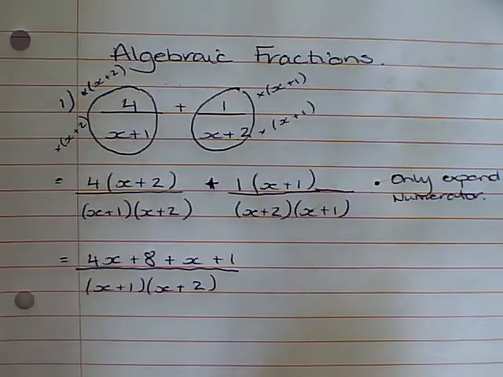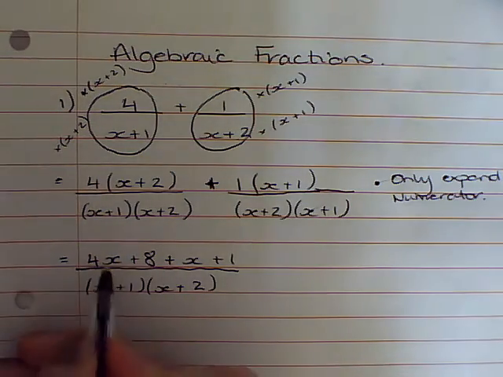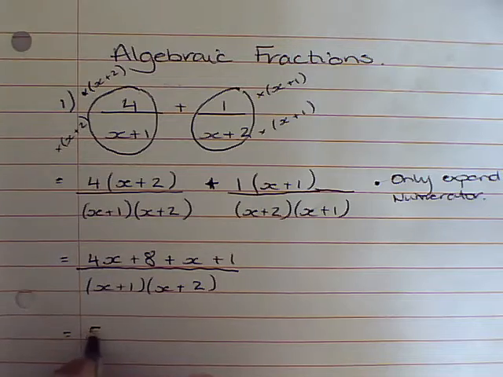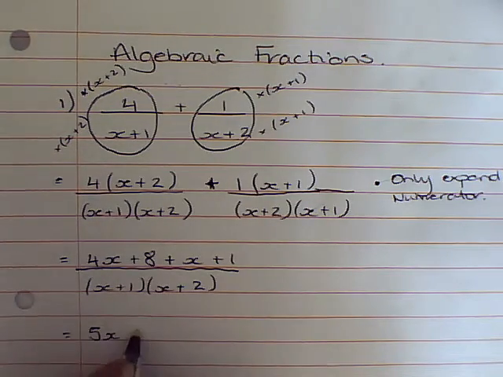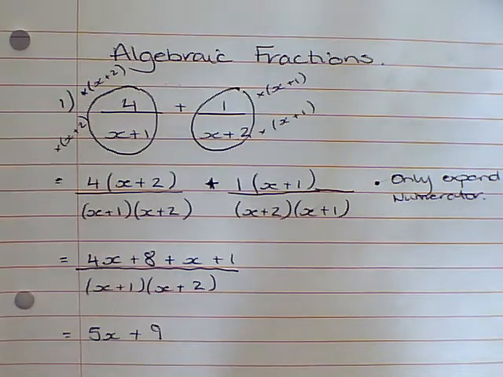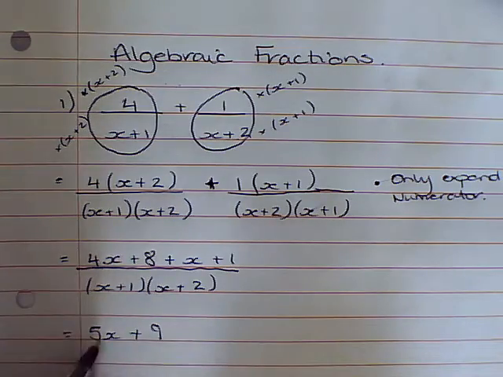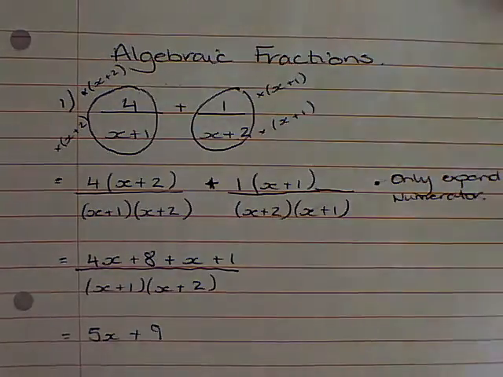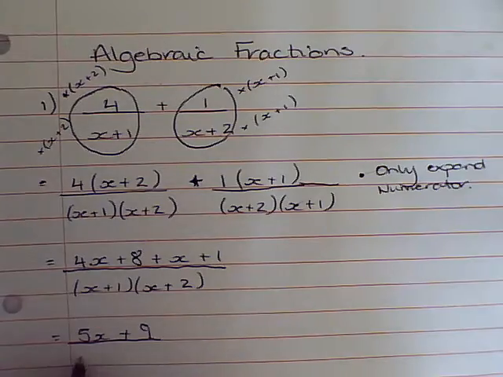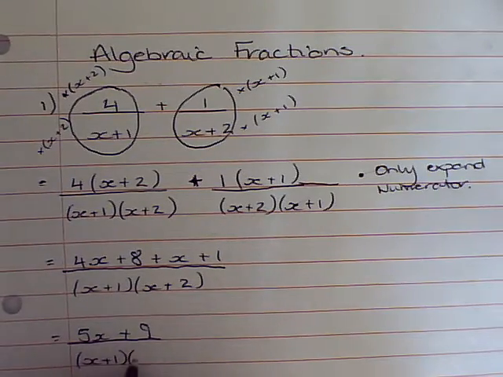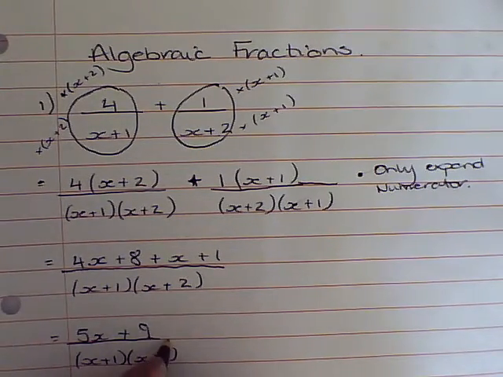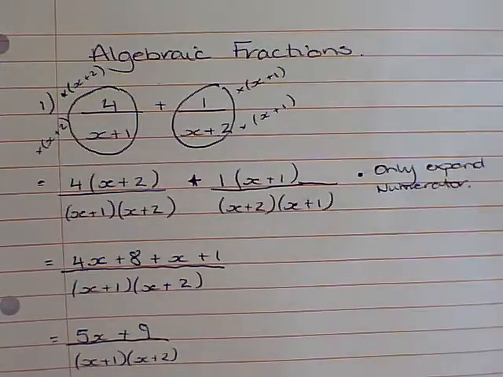Okay, and now we're going to collect our like terms. So on the top I've got 4x plus x, so that's 5x, and I've got 8 plus 1, so that's 9. You cannot add them. This one has an x, this one doesn't, so they are different. All over, and again we're leaving that denominator as it is. I'm not doing anything else with it. Okay, so that's us done.